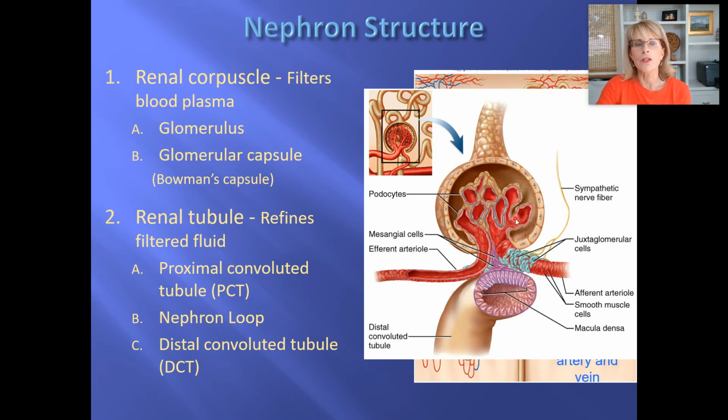Nephron structure starts here at the renal corpuscle. The renal corpuscle's got two sides. It has this thing, the glomerulus. The glomerulus is the capillary that's depicted in red in here. And imagine that the capillary, the glomerulus, is going to be like my hand, okay?